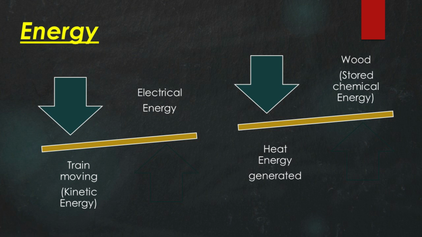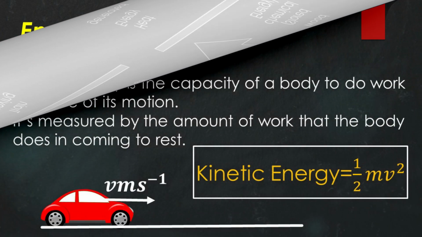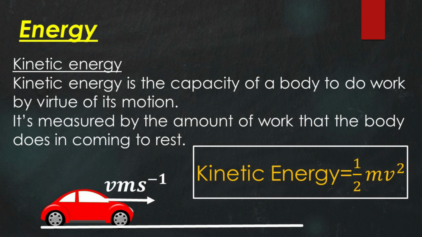The next thing is the wood: chemical energy is converted to heat energy. The heat energy can be converted to another form. So basically the wood is converted to heat energy, right? In the energy lesson, we have a few parts to understand.